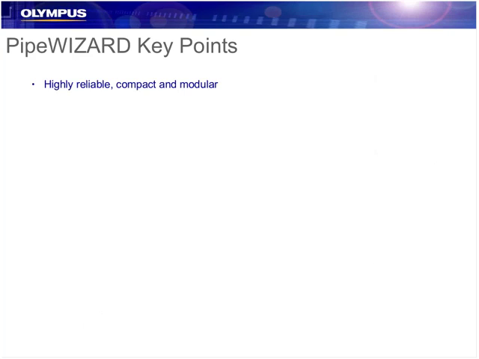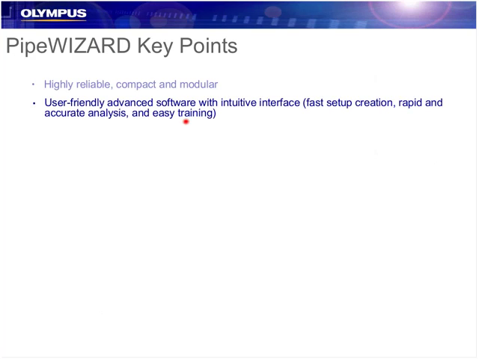So some of the key points about the Pipe Wizard itself, and the technique: highly reliable, compact, modular. Very user-friendly advanced software, again, for the zone discrimination technique to keep up with the pipeline creation process. Every single step needs to be very rapid. So we have fast setups, very rapid and accurate analysis, and rapid training based on the user-friendly software.